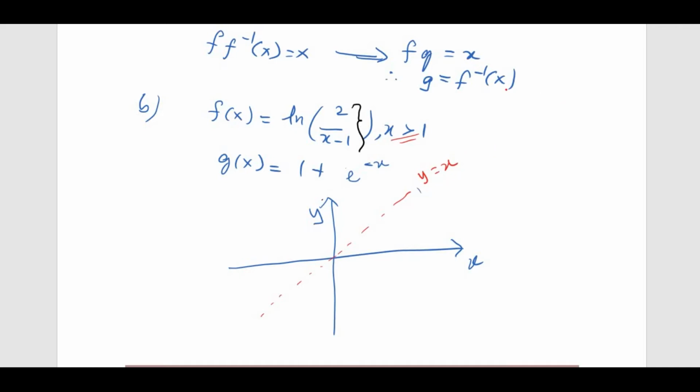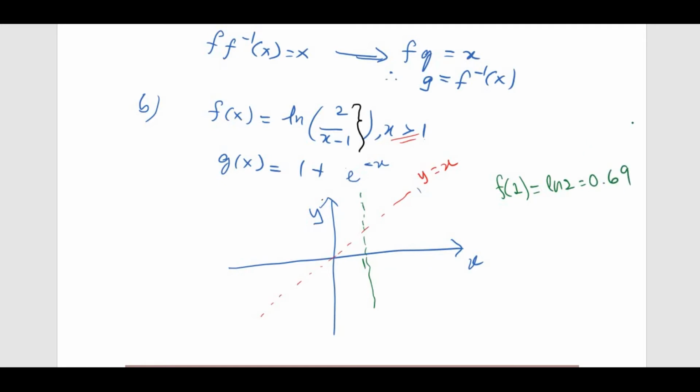Next, you know that for f of x, the graph should be for x greater than 1. So let me choose another color. This is x equal to 1, so the graph should be on the right hand side of this line. Now just substitute a few values. Let's say you take f of 2, meaning substitute x by 2, then you get ln of 2 minus 1, which is 1, so ln 2.